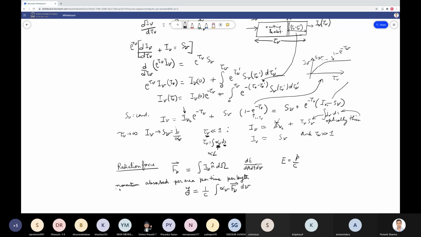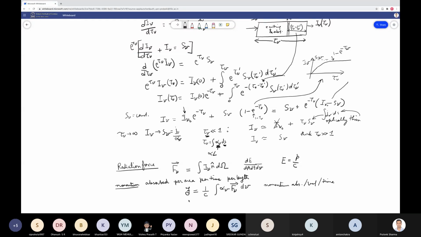So this is momentum absorbed per unit area, per unit time, per unit length. And per unit area, per unit length is nothing but per unit volume. So this is momentum absorbed per unit volume per unit time, right? And momentum absorbed per unit time is nothing but the force exerted, right? Rate of change of momentum is force. So this is force per unit volume due to absorption of radiation by matter.